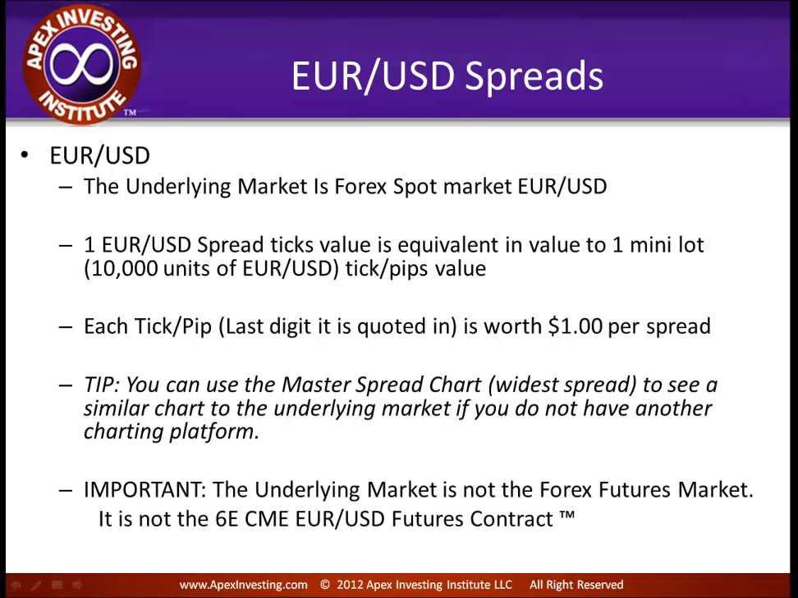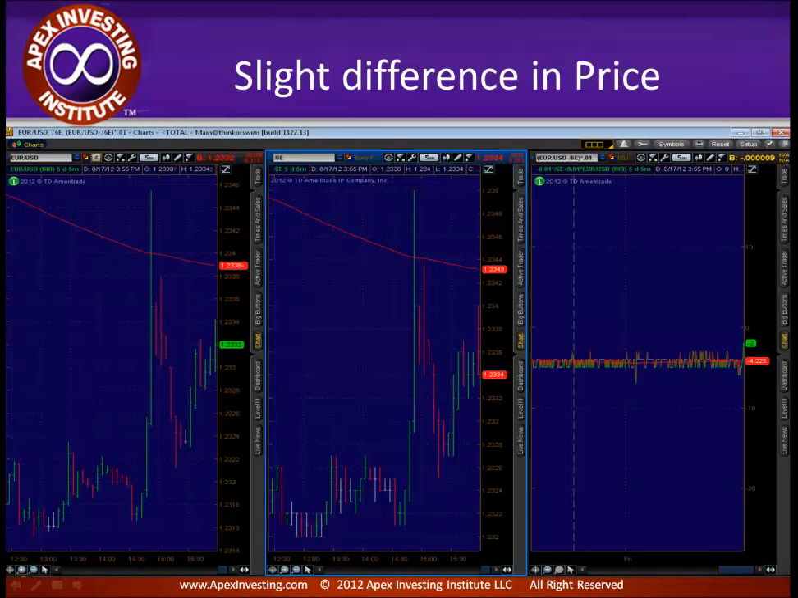It's really important that you do understand that the underlying market is not the Forex futures market, meaning it is not the 6E CME Euro USD futures contract. And the reason that's important is because the underlying market is the one you want to be looking at. You want to look at that chart. So either be looking at the master spread, which will be very close to the underlying market, or actually look at an underlying chart such as the euro dollar chart. And on the left side here, you can actually see the euro dollar chart. In the middle, you can see the future euro dollar chart. And you can notice they're really, really similar, very close.